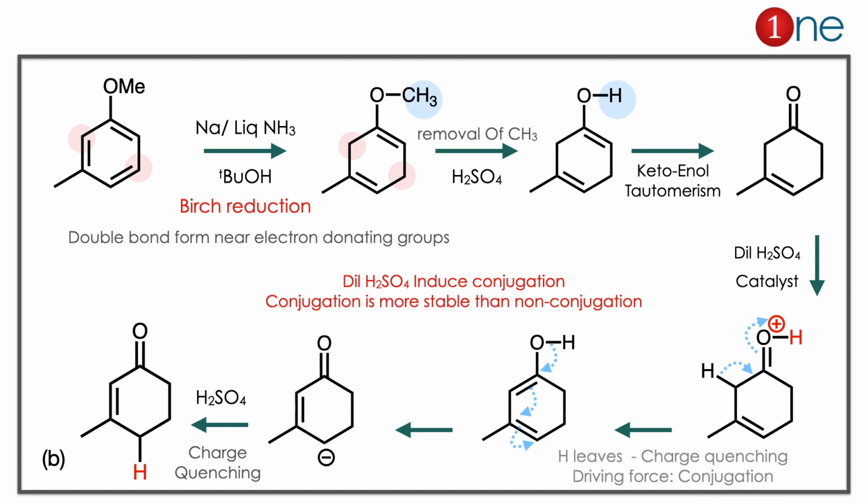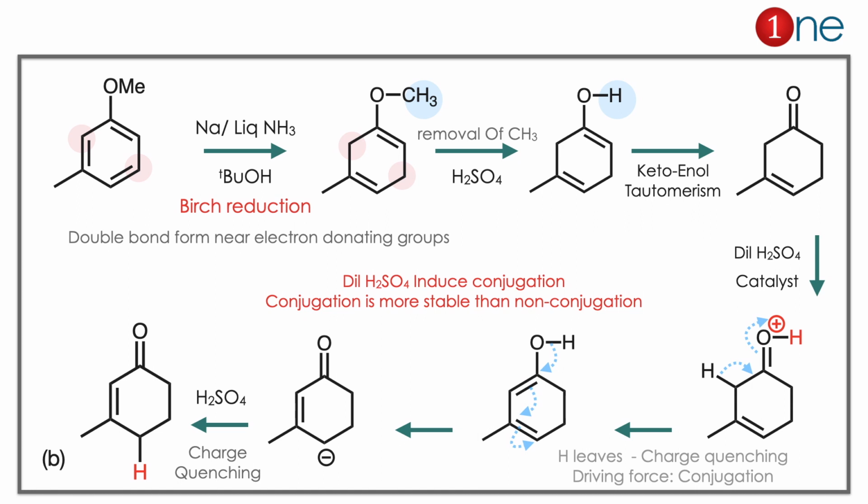The starting material has a benzene ring, and you are using sodium and liquid ammonia. So you might guess it's a Birch reduction. Birch reduction always reduces the carbon which is away from the electron donating group, or you can say the double bond is formed near the electron donating group. So the double bond is formed near methyl and methoxy, both electron donating groups. So a 1,4 double bond will form here.